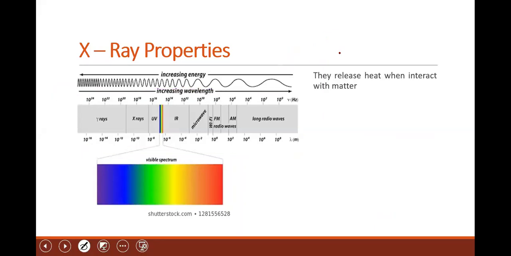Next, they release heat when they interact with matter. You know that, when you stand in the sun rays, which are nothing but infrared radiations, in the summer season outside, the skin gets heated. Even vessels will get heated. In the same fashion, they release heat when they interact with matter, because energy is converted into heat energy. And they also produce chemical and biological changes.